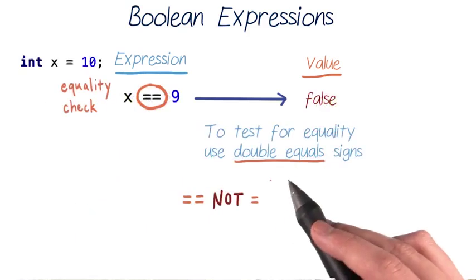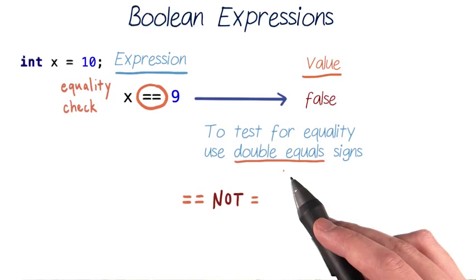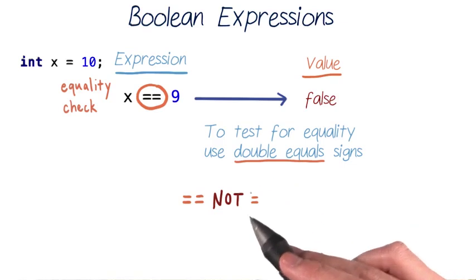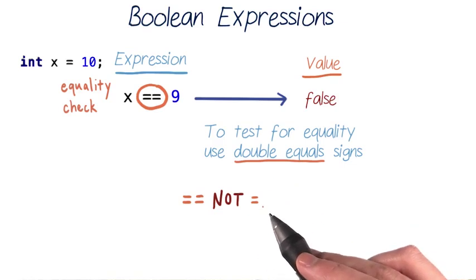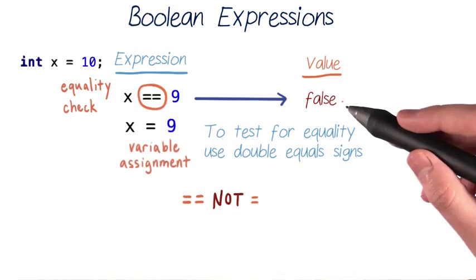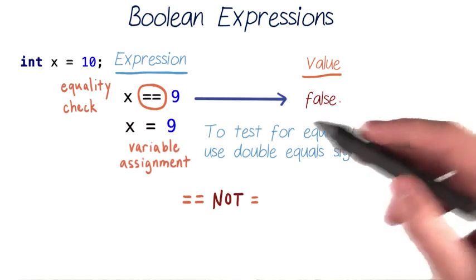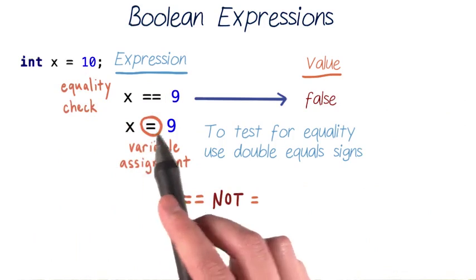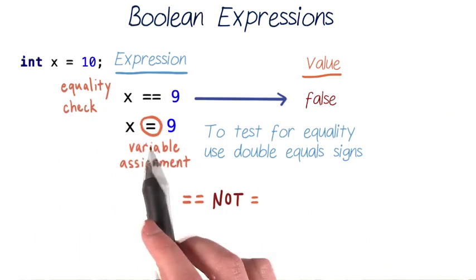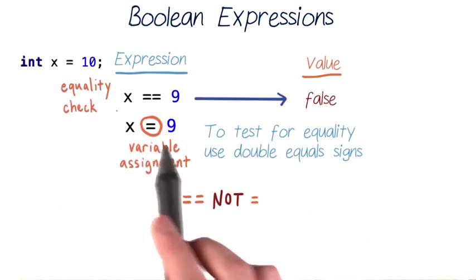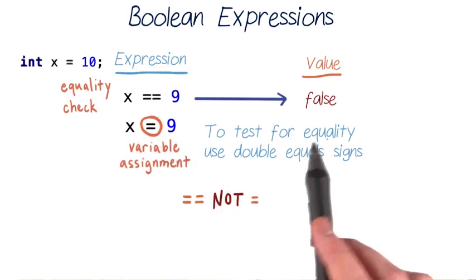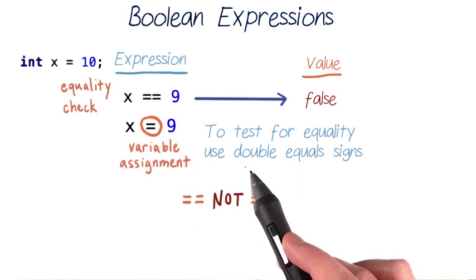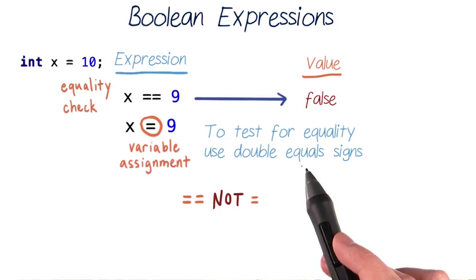In Java, the double equal sign tests for equality and is not to be mistaken with the single equal sign, which in Java is a variable assignment. So, when we write x == 9, this expression is the equivalent of the Boolean value false, and our variable x will still be equal to 10. But if we said x = 9 with one equals, this would change the value of x from 10 to 9, and no Boolean value will be calculated. So remember to use double equal signs to check for equality.